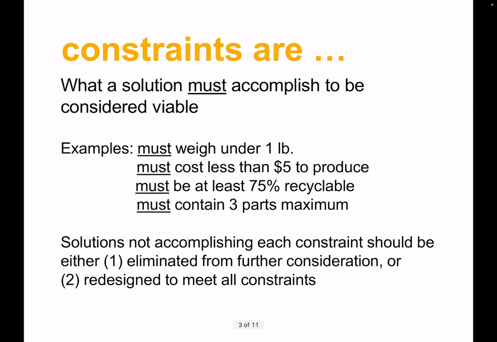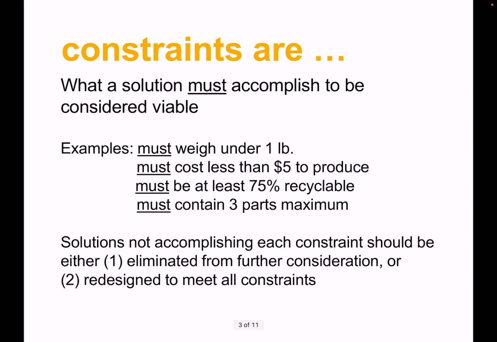Constraints are quantitative, and they are things that must be accomplished for a design solution. Examples here: must weigh under 1 pound, must cost less than $5 to produce, must be at least 75% recyclable, and must contain 3 parts maximum. So these are constraints. If it weighs 1.5 pounds, then you'll have to take it off the table. That's not going to be a potential solution. So if something doesn't accomplish this constraint, it either needs to be eliminated or you have to redesign it so that it can meet those constraints.